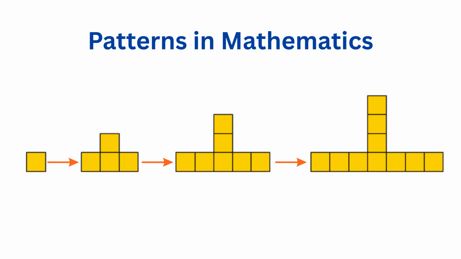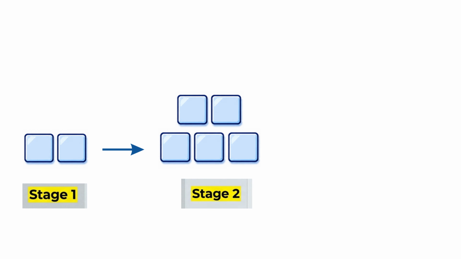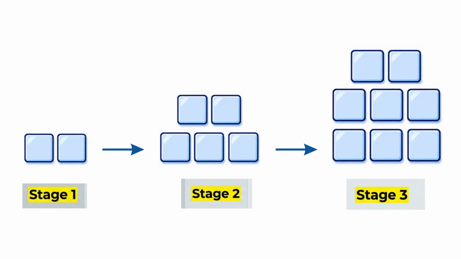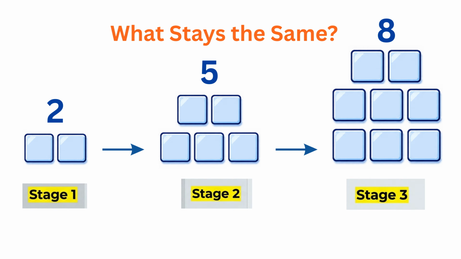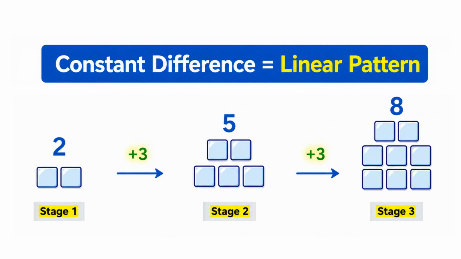Now the chapter moves into patterns. Observe a growing arrangement of square tiles. Stage 1 contains 2 tiles. Stage 2 contains 5 tiles. Stage 3 contains 8 tiles. Pause and examine the pattern carefully. What remains constant? Each stage increases by exactly 3 tiles. That constant difference is the signature of a linear pattern.